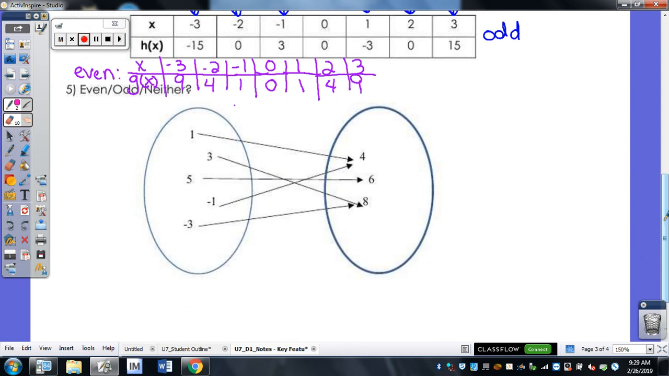So then looking at our little mapping diagram, to be quite honest, even as a mapping diagram, it makes absolutely no sense to me. I like to make this a table. So then let's see here. Negative 3, negative 1, 1, 3, and 5. I like to go in order from least to greatest in my x's.